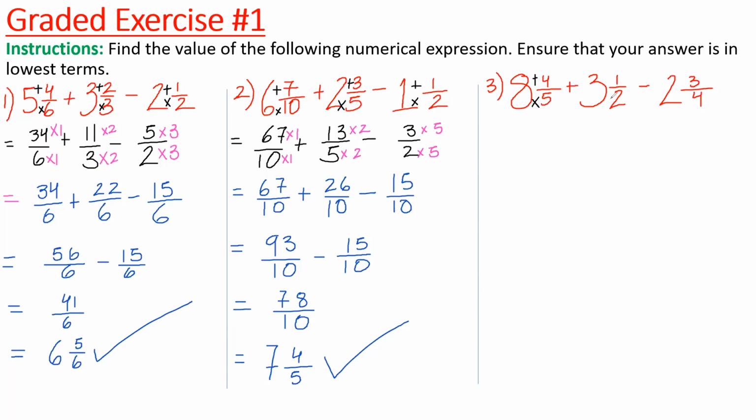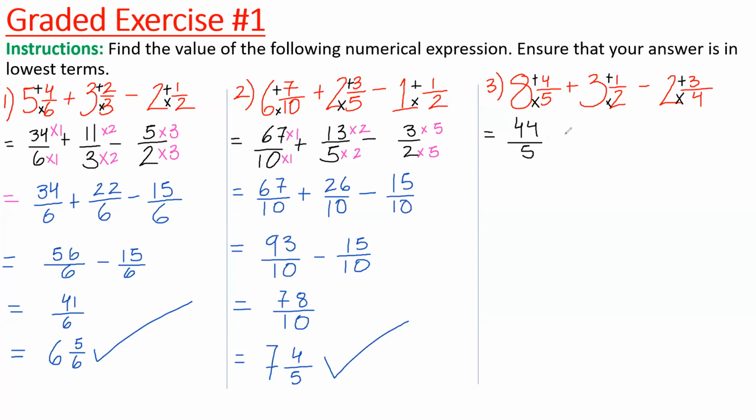Next, change each mixed fraction into an improper fraction. 8 times 5 is 40, plus 4 is 44, over 5. So you're saying 8 times 5 gives me 40, plus 4 is 44? Yes, sir. Okay, so 44 over what? Over 5.